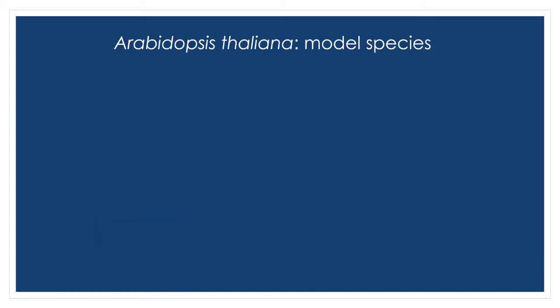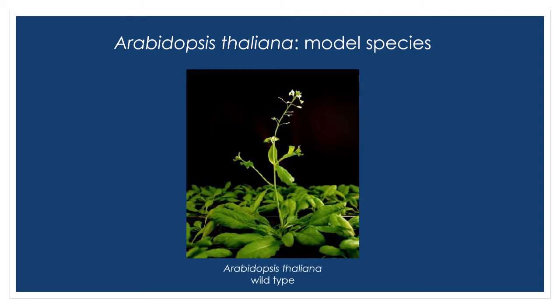My project is about the model plant species, Arabidopsis thaliana, and here we have the picture of the wild type plant. We have decided to do the project on this specific species because it has a completely sequenced genome, which basically means that we specifically know the order of the bases of a DNA molecule within this organism.